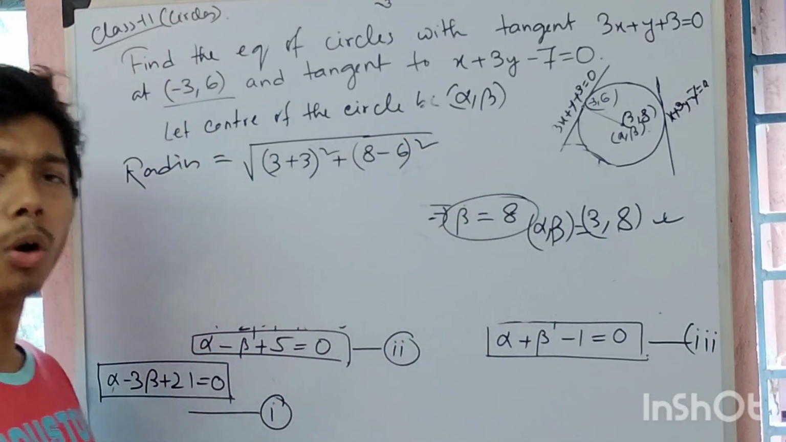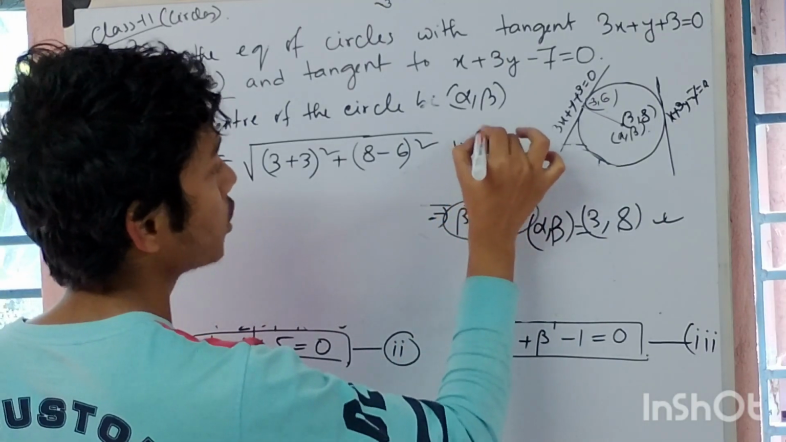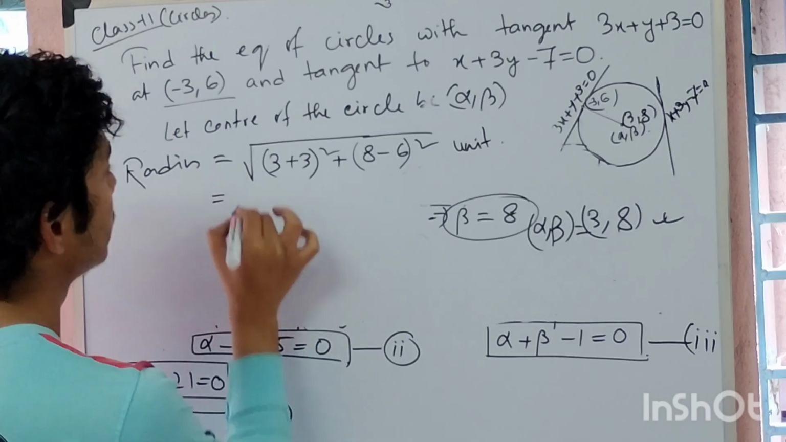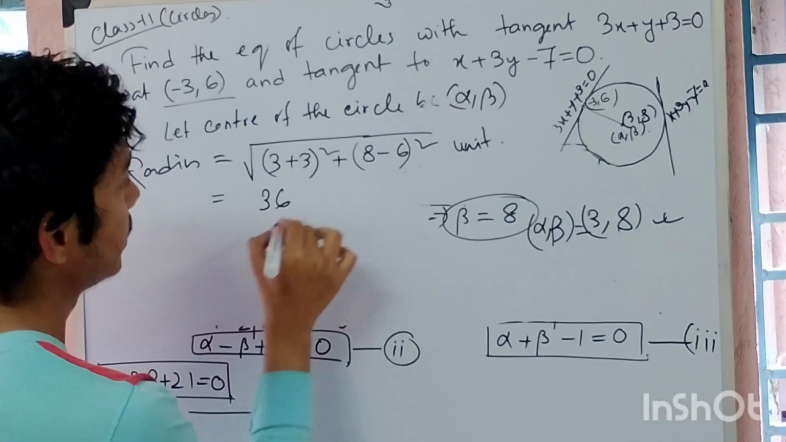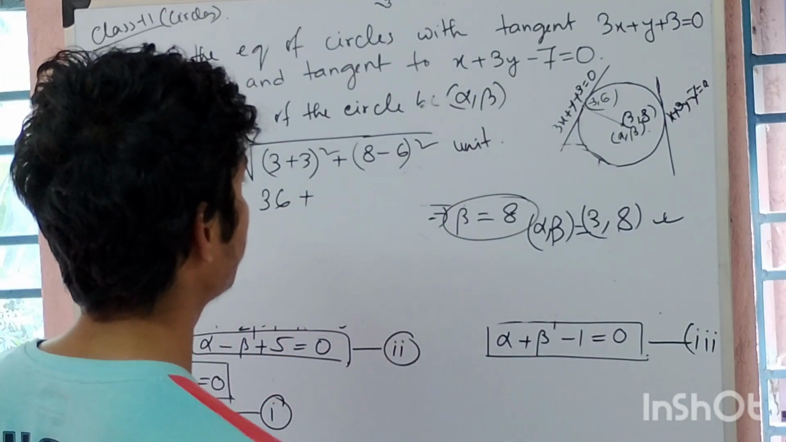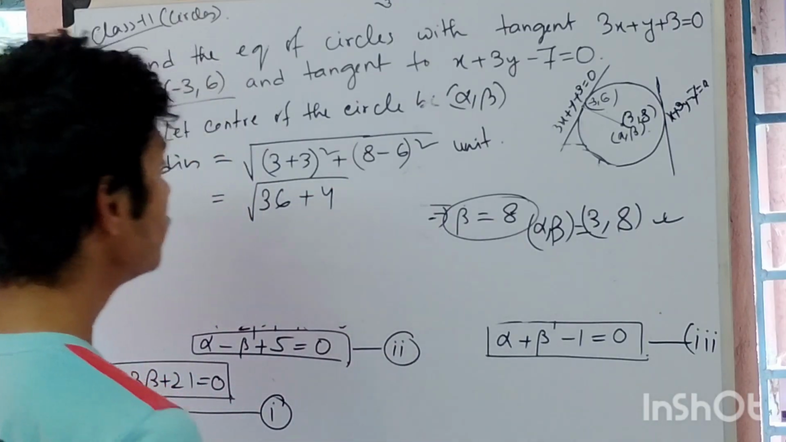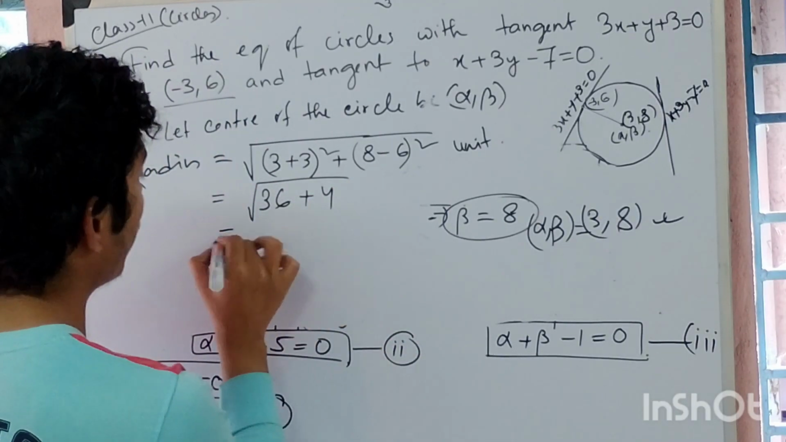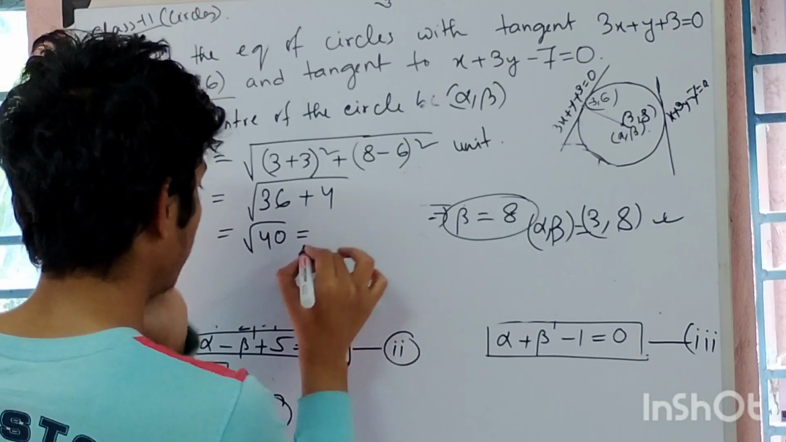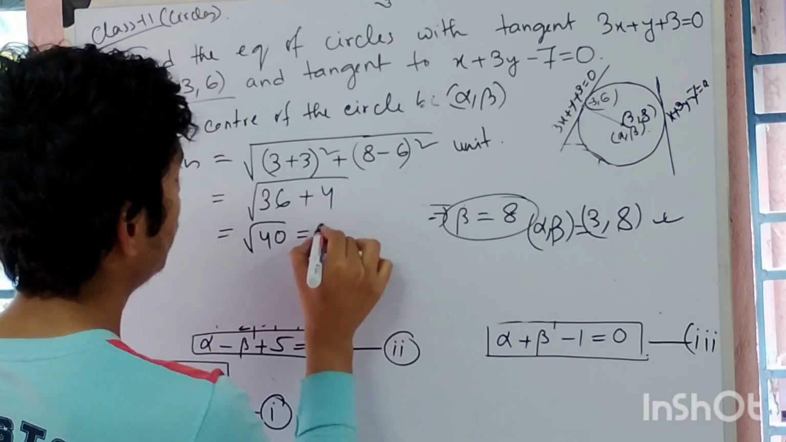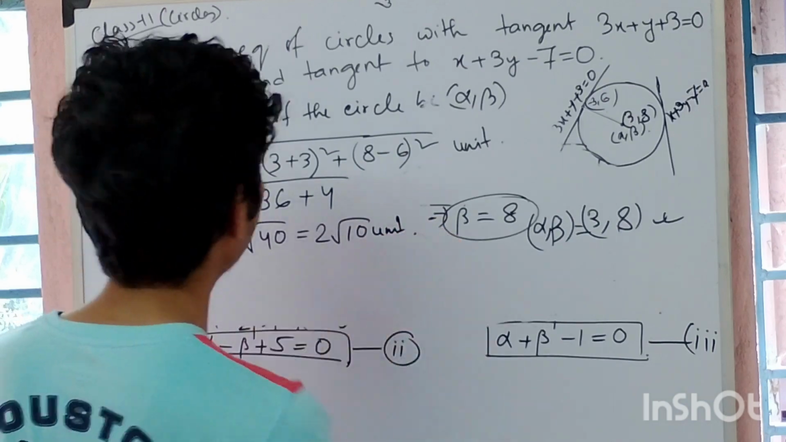You know the formula: root of x2 minus x1 whole square plus y2 minus y1 whole square. y2 minus y1 or y1 minus y2, everything is the same. So it will be 3 plus 3, which means 6 squared, which is 36, plus 8 minus 6 is 2, and 2 squared is 4. So it will be root of 40. And the value of root of 40 is 2 root 10. So 2 root 10 is the length of my radius.